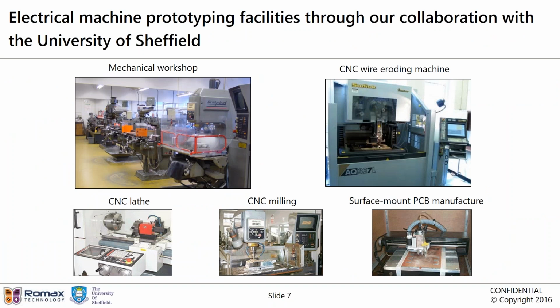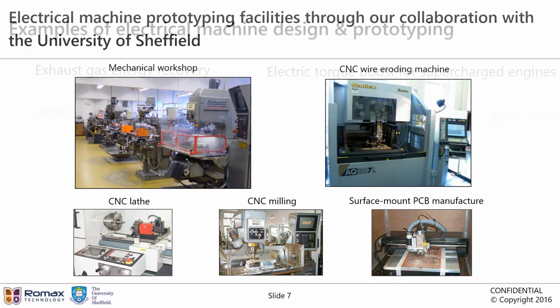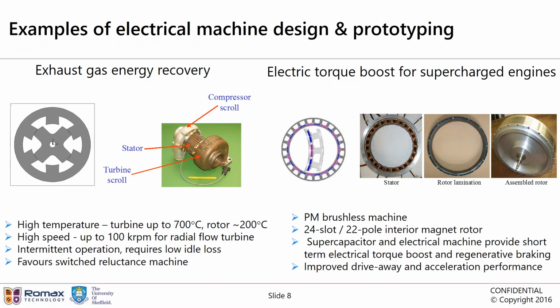Our partnership with Sheffield also allows us to use the prototyping facilities. So when we work on machine design projects, we can use these facilities to build one-off prototype machines. For example, we can use the wire routing machine to build lamination stacks, and then the workshop to build housings and so on, and build and assemble machines at the university itself. I've put a couple of examples of machines that were built in the university.